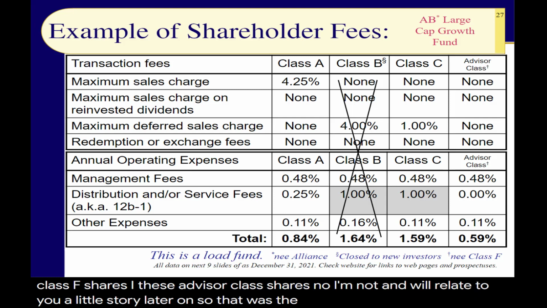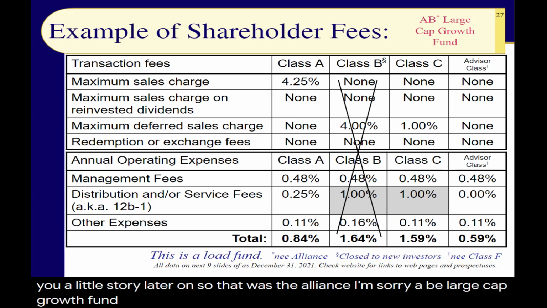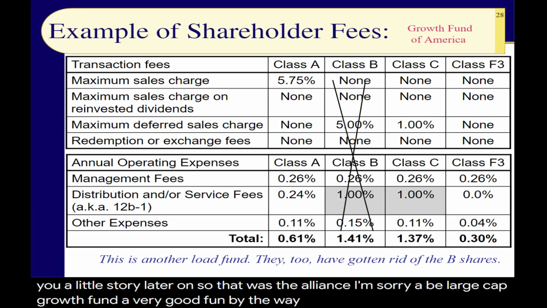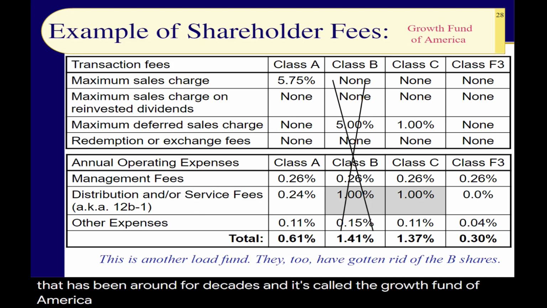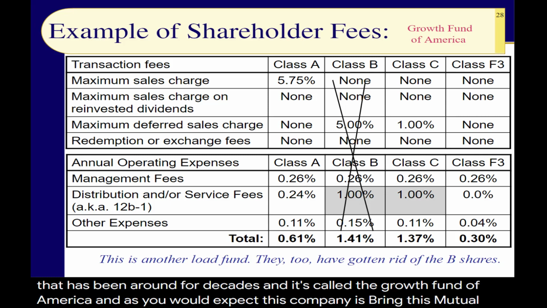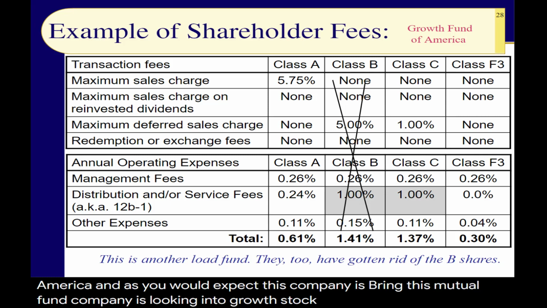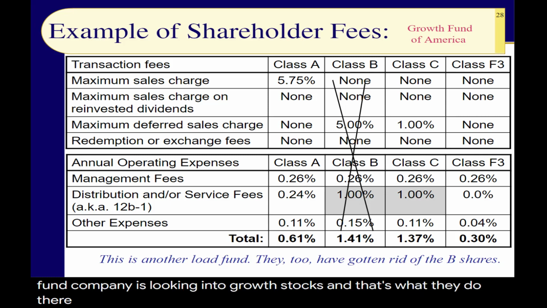So that was the Alliance, I'm sorry, AB, Large Cap Growth Fund. A very good fund, by the way. Here's another excellent fund that has been around for decades, and it's called the Growth Fund of America. And as you would expect, this company is buying growth companies. This mutual fund company is looking into growth stocks, and that's what they do. They're the Growth Fund of America.